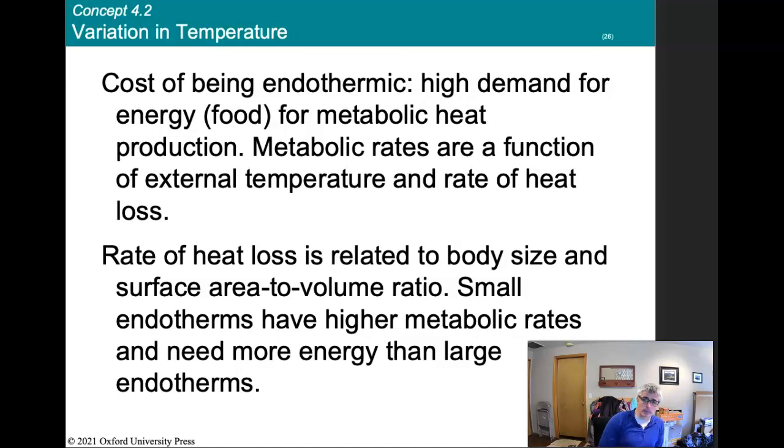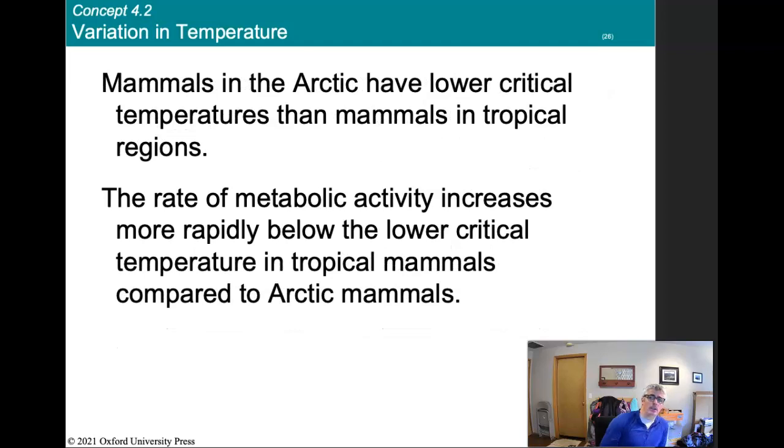The rate of heat loss is relative to body size and surface to air volume ratio. Again, back to the Bergmann principle. Small endotherms have higher metabolic rates and need more energy than large endotherms. So if you're big in a cold area, you have an advantage of having relatively small surface area given your volume. And volume here is a proxy for weight. Mammals in the Arctic have a lower critical temperature than mammals in tropical areas, and the rate of metabolic activity increases more rapidly below the lower critical temperature in tropical mammals compared to Arctic mammals.